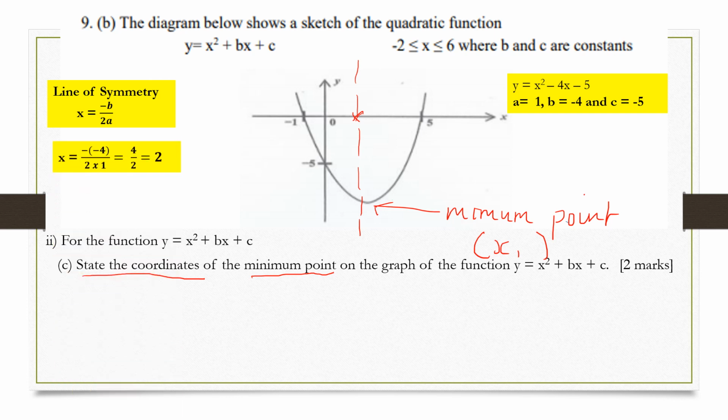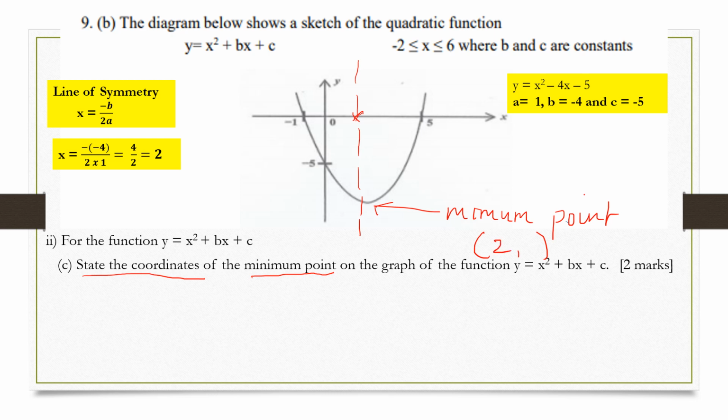So when we substitute our values, so b is negative 4. So negative 4, and there's a minus in front, that's going to give us a positive 4. And then 2 times 1, because a is 1. So 2 times 1 is 2, and 2 into 4 is 2. So here we have the first coordinate. So we know it is 2.